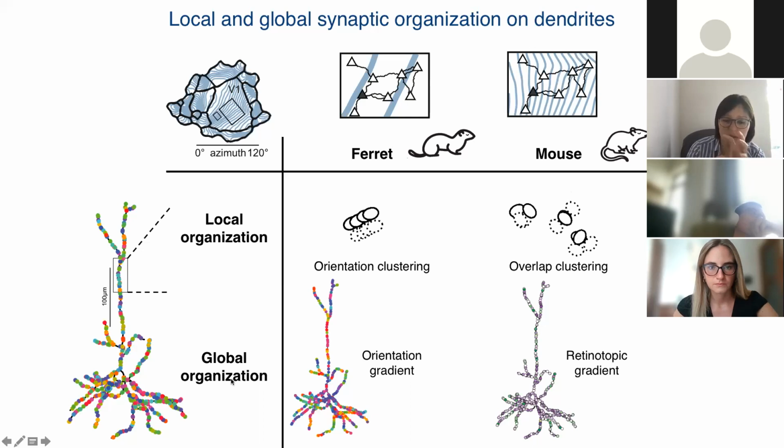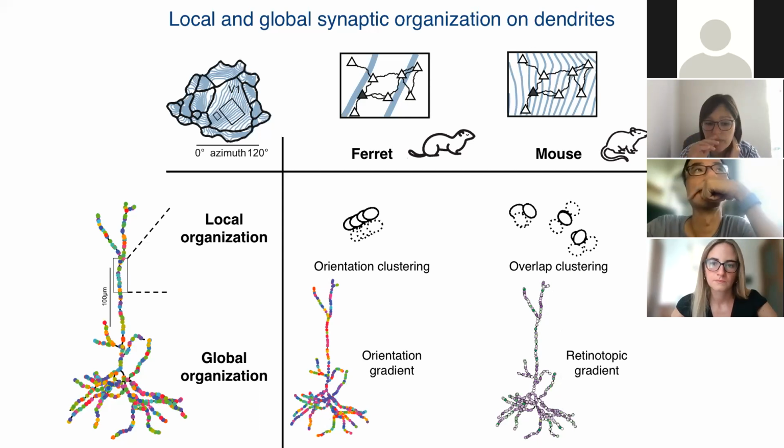If we just add this global backpropagating action potential, we can also generate global organization, which in the ferret is this orientation gradient of synapses. So nearby the soma, they acquire the same orientation as the soma, far away, independent of the soma. Or this retinotopic or topographic gradient, if you want to call it, in the mouse, where synapses that are nearby end up looking at exactly the same point in visual space as the soma, and synapses that are far away look at a different location than the soma. So yeah, I'm happy to take questions. And if you want, only if you want, I can also mention something about the visual implications of these types of clustering.